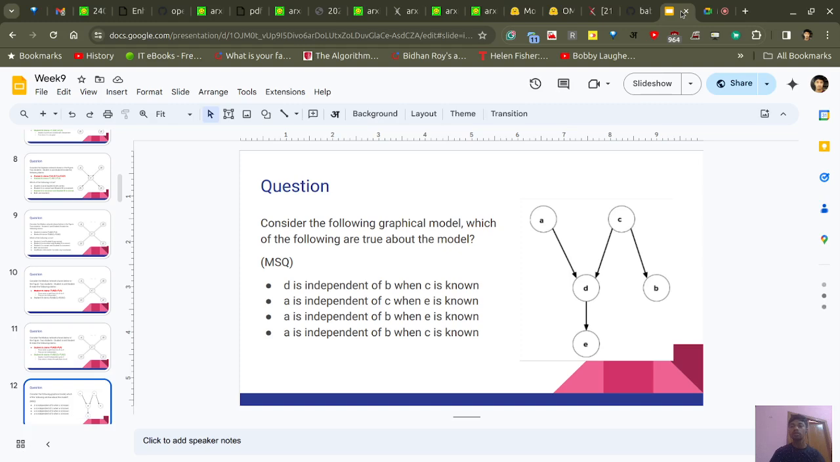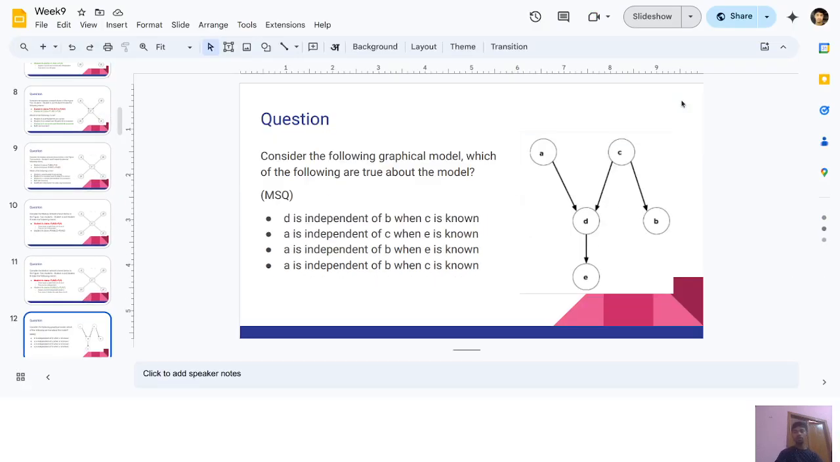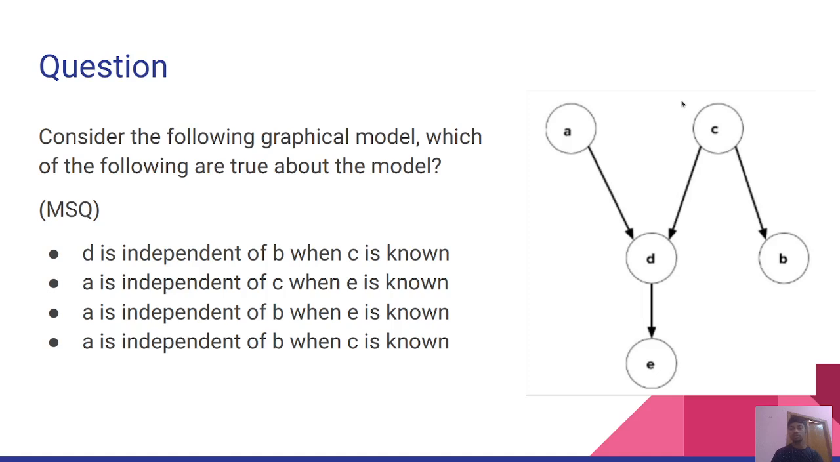Here C is given, so C is blocked and we cannot reach from D to B. That is why this is correct. They are independent. Then, A is independent of C given E. Is it correct?